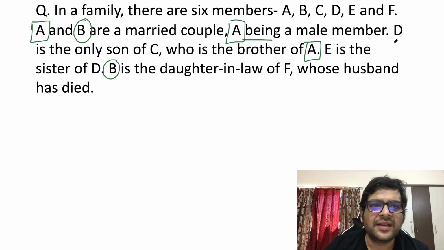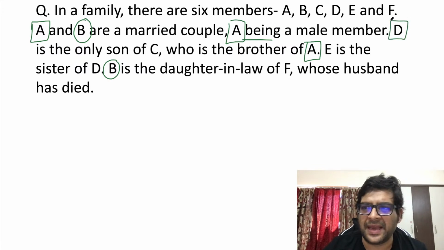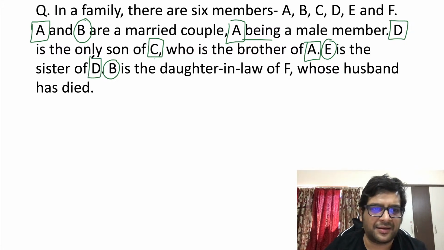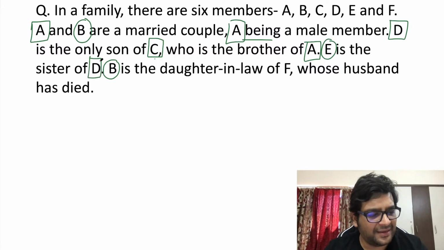Then D is the only son of C. So D is male, only son of C. C, who is the brother of A. So C is the brother, so C is also male. E is the sister of D. So E is female and D was male. So I mark that as well.